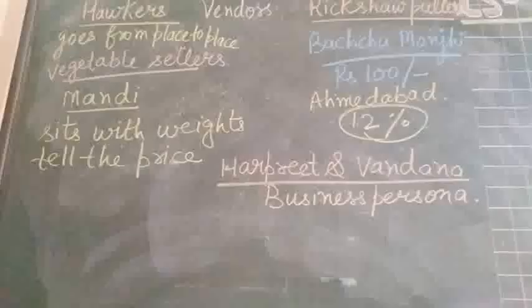Harpreet and Vandana buy things from different places, the materials from Mumbai, Ahmedabad, Ludhiana and Tripura. Some materials also come from Noida and Gurgaon, towns near Delhi. And advertisements have to be put in the newspaper, cinema theatres, television and radio channels.